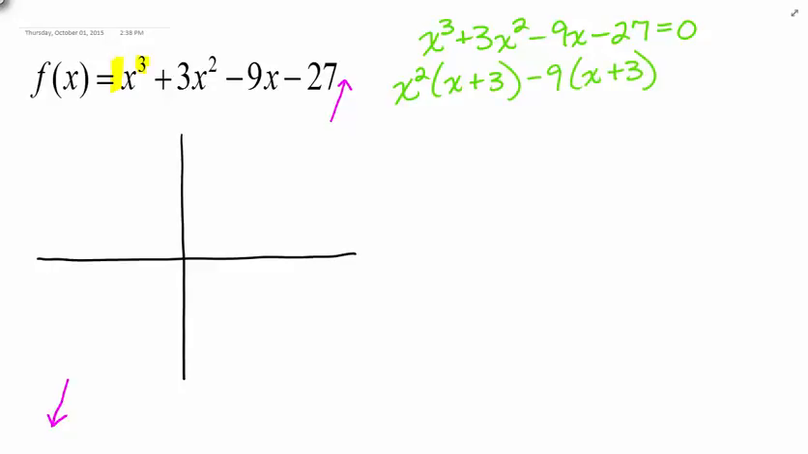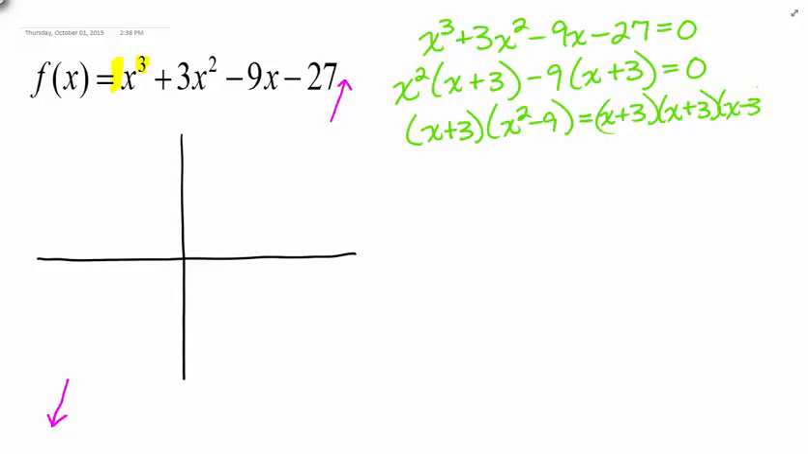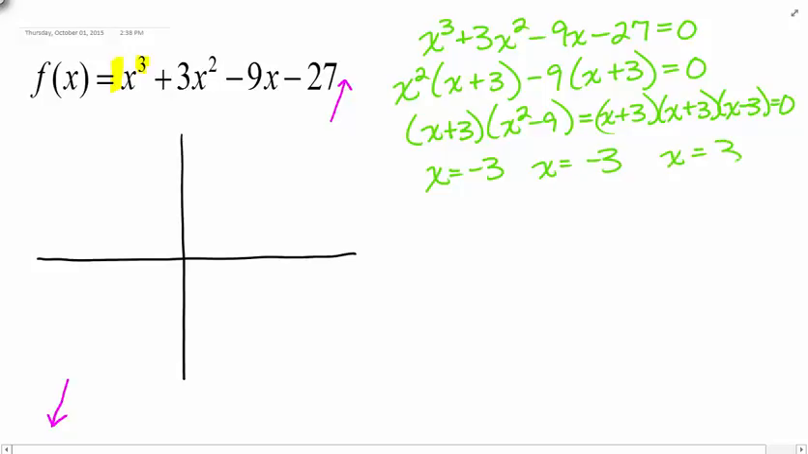And it looks like grouping is going to work. Factor out the common x plus 3, and that leaves x squared minus 9, which we'll go ahead and add right in here as x plus 3, and then x squared minus 9 is the difference of squares, which factors into x plus 3, x minus 3 equals 0. And so that's going to yield the 3 zeros: negative 3, negative 3, and 3. Now, you might be wondering why I wrote down negative 3 twice. I'll talk about that later.